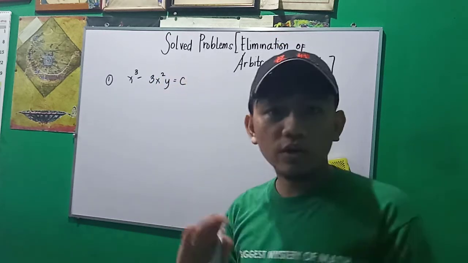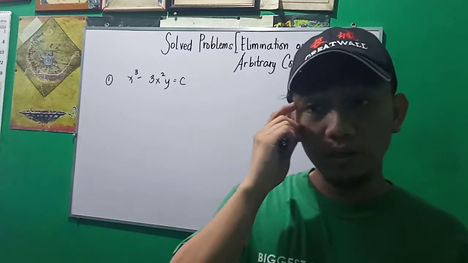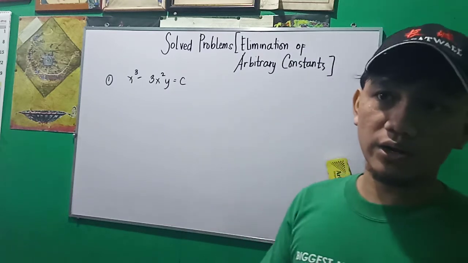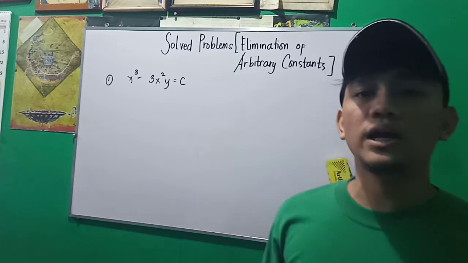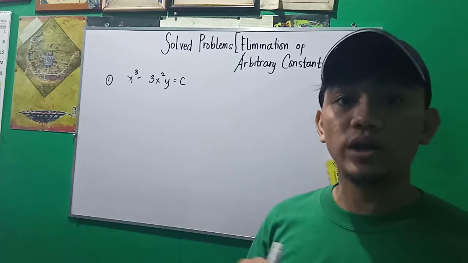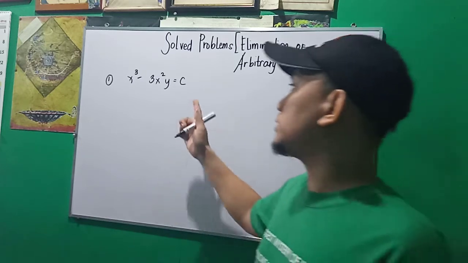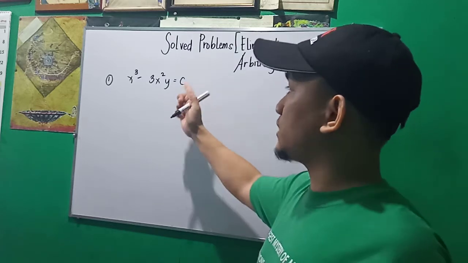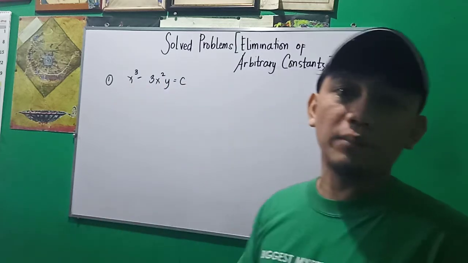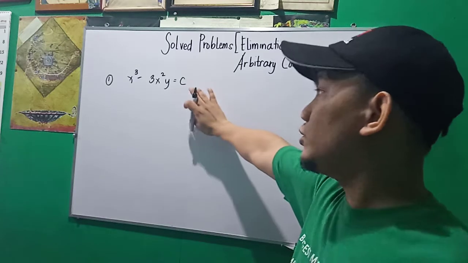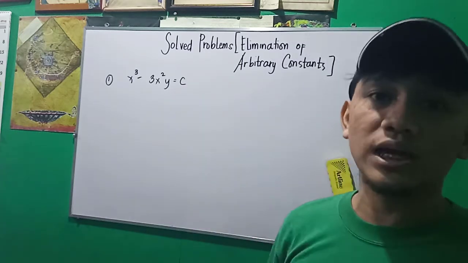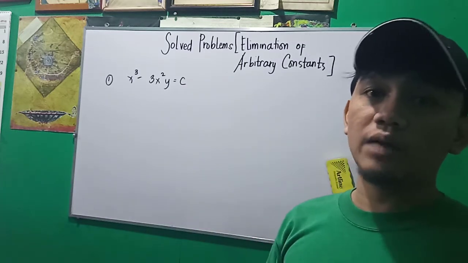Okay? So, ganito kasi yung concept niyan mga lodi. Pag nag-eliminate tayo ng arbitrary constant, kung ilan yung constant natin, that is the number of times that we're gonna differentiate. So, for this case, ang constant natin isa lang, c, kasi x and y, yun yung ginagamit nating variable. So, yung c, yung constant. Since isa lang yung constant, therefore, one time lang tayo magdi-differentiate.